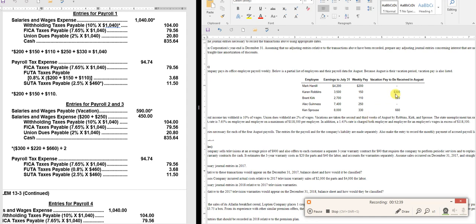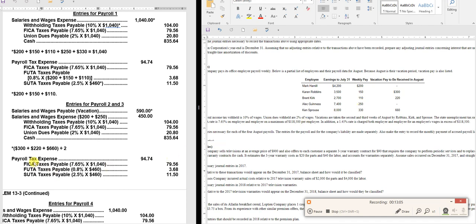So this is their total vacation, and we are taking them over 2 payroll periods. So you notice when we get down here, we'll divide it by 2. And this is the same entry for payroll 2 and 3. So the next thing that we need to do is figure out these people aren't going to get their weekly pay. They're going to get their vacation pay. So I only have this person and this person getting their weekly pay.